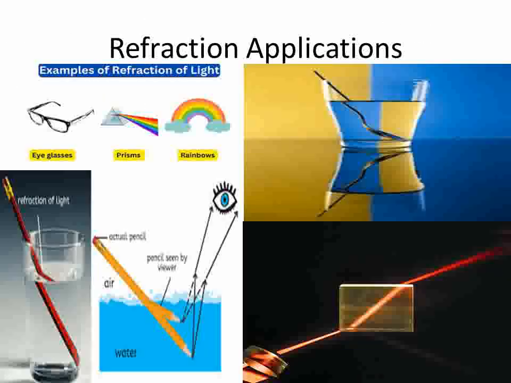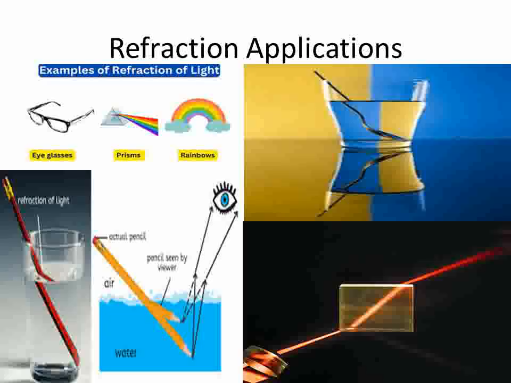Now let us come to refraction applications. There are examples of refraction. First one is eyeglasses. We are observing objects through the glasses, and these are the lenses through which light passes from air to glass and again air. That is, there are two mediums. Second, prisms. Prisms are made of glass. The ray of light coming from air goes to glass. That is refraction of light.